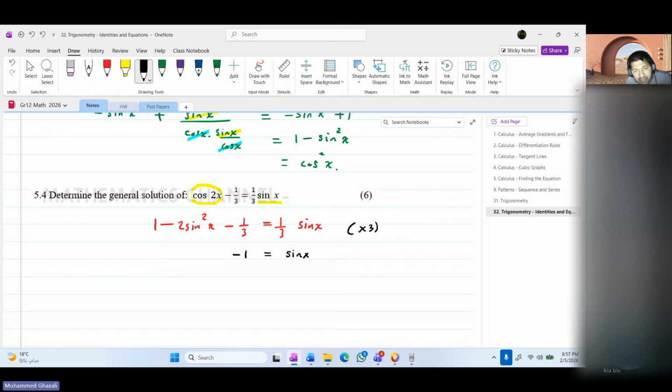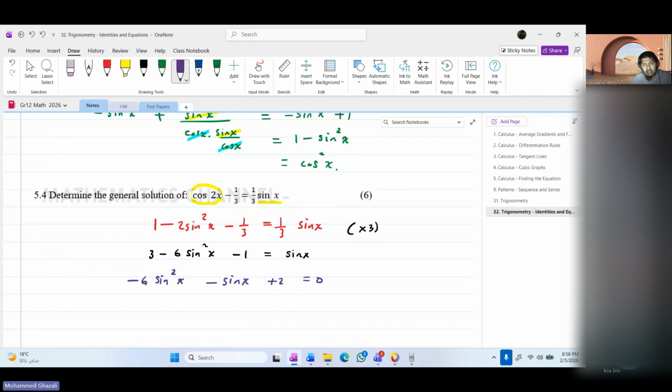1 times 3 is 3. Minus 2 times 3 is minus 6 sine squared x, right? Minus 1/3 times 3 is negative 1. 1/3 times sine x is sine x. All right. Now, make a quadratic. So we got minus 6 sine squared x. 3 minus 1 is plus 2 at the end. Take the sine x over, so minus sine x, right?